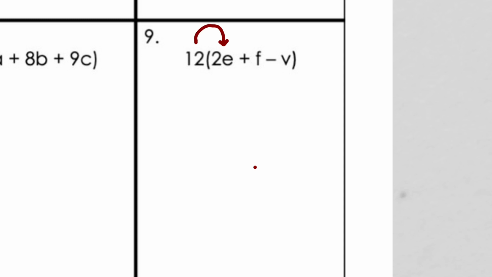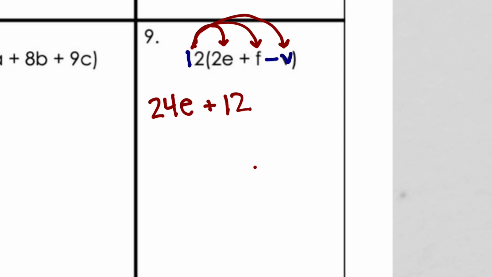So let's take our 12 times our 2e. What do we get? 24e. Now I'm going to take my 12 times what next? 12 times a positive 1f, and I'm going to get a positive how many f's? Now, here's what I want you to notice. When I take my 12 times this, do you remember that we take the sign in front of the variable? So this is not just a plain old v. We're looking at a negative v.